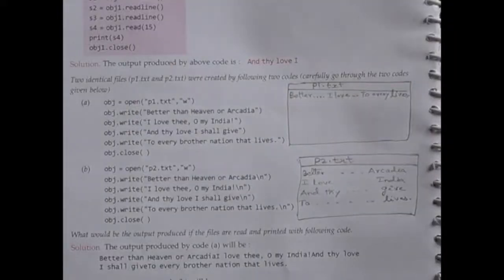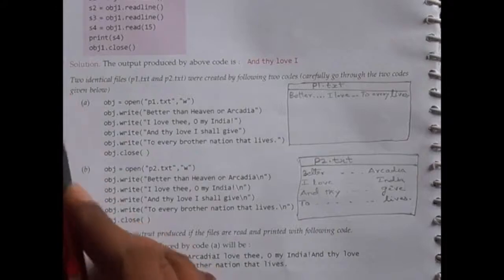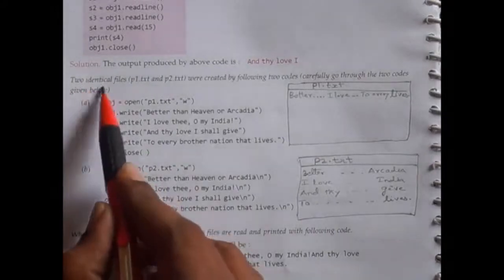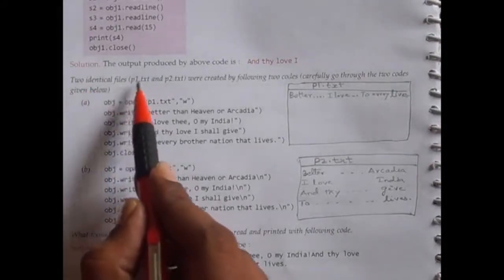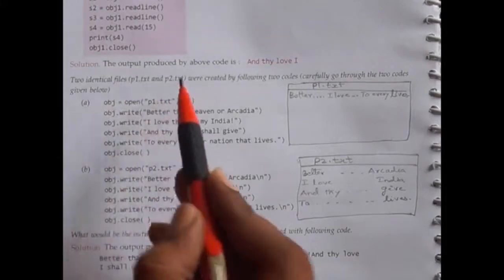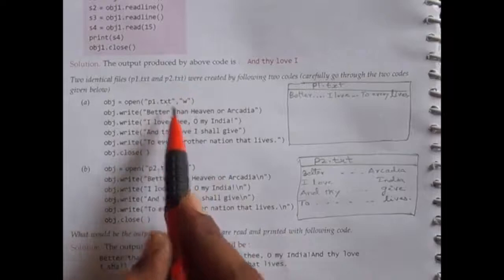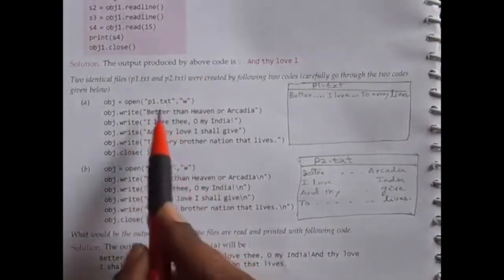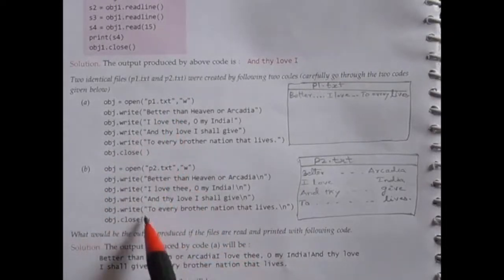So good morning students. It's a computer science class. Lesson number 5, file handling. Take page number 196 and take program number 14. Two identical files, namely p1.txt and p2.txt. Okay, file. So here you have to write p1.txt and here you have to write p2.txt. But anyhow, both are the same, identical. Both look the same.